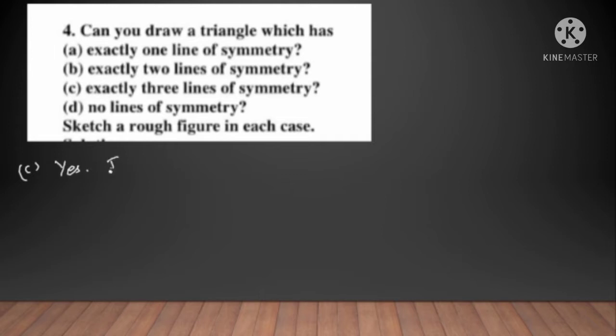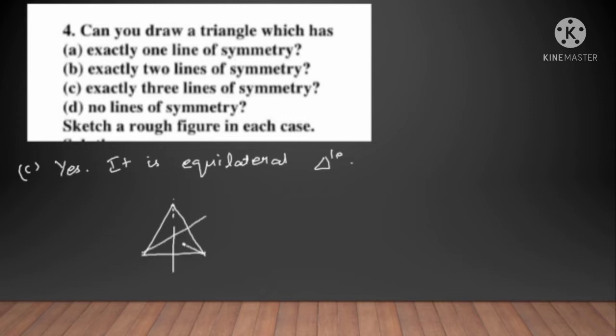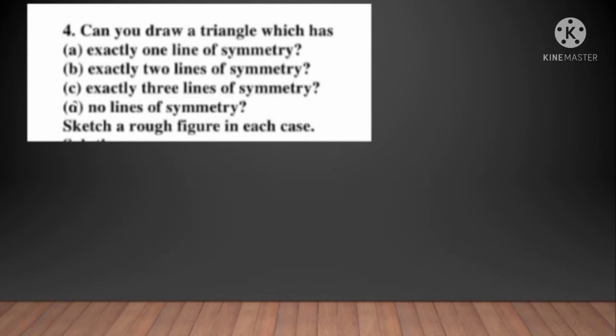Equilateral triangle. So in an equilateral triangle, all the sides will be equal, isn't it? So if I have 5 centimeter here, here will be 5, here will be 5. So all the sides will be equal and we have three lines of symmetry. 1, 2, 3. Okay, so three lines of symmetry.